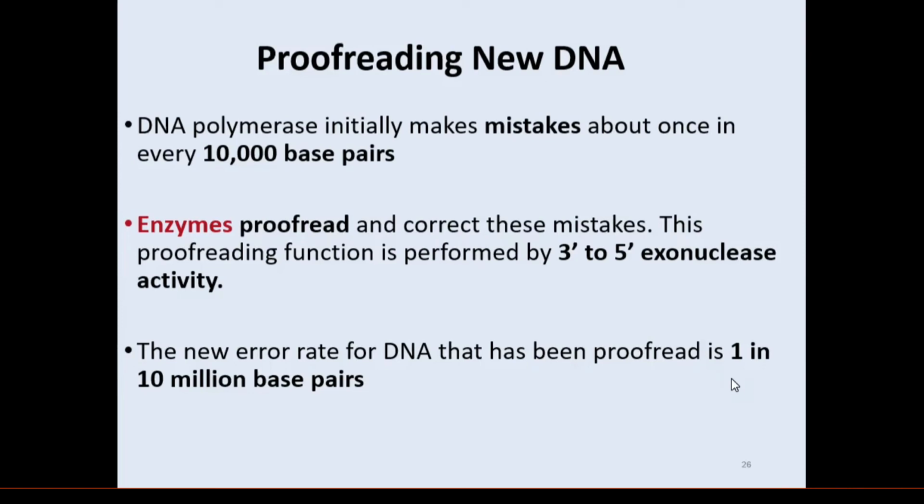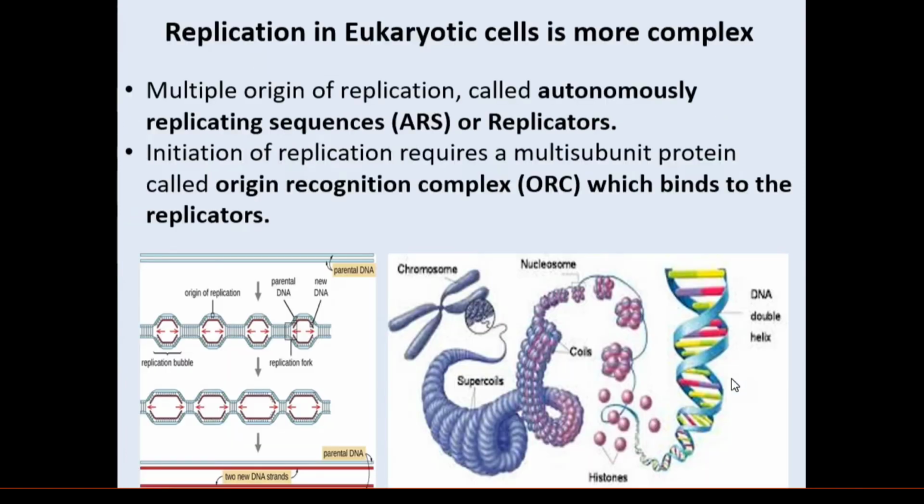Replication in eukaryotes. DNA molecules in eukaryotic cells are considerably larger than in bacteria and are organized into complex nucleoprotein structures. The essential features of DNA replication are the same in eukaryotes and prokaryotes. Minor variations are: in eukaryotes, there are multiple origins of replication called autonomously replicating sequences or replicators.